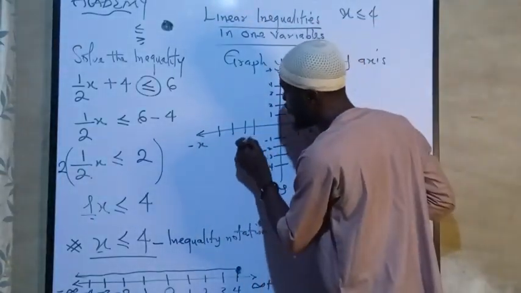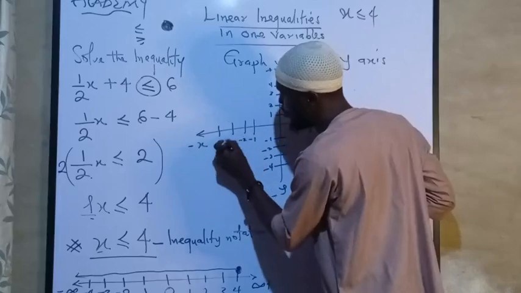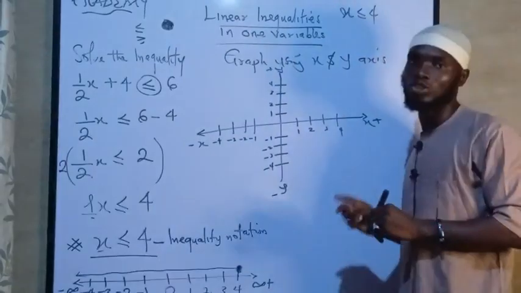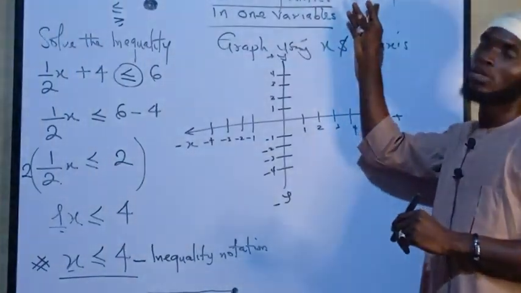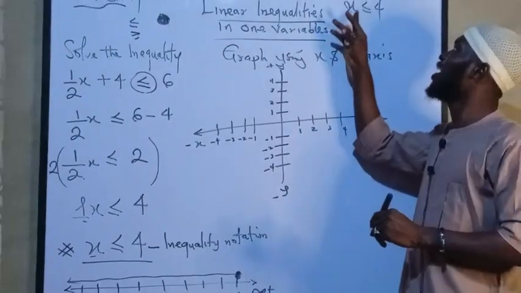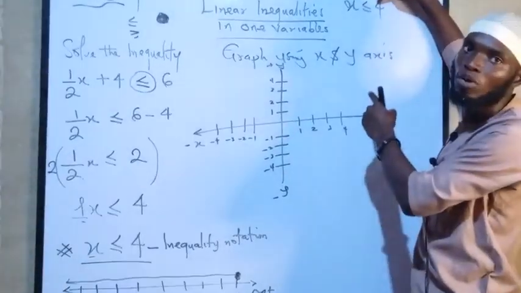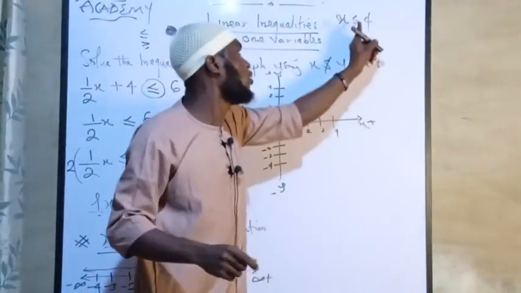Negative x-axis, we have minus 1, minus 2, minus 3, minus 4. Are we out here? The next thing you need to do, now let's come here. The next thing you need to do, what are we having? s less or equals to 4. Is it negative 4 or positive 4? It is positive 4. Are we together?